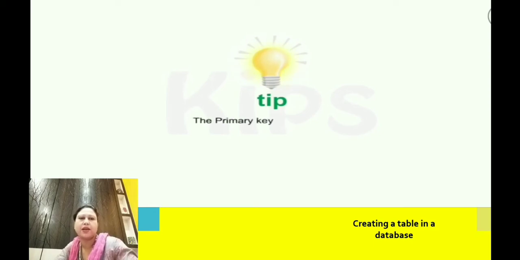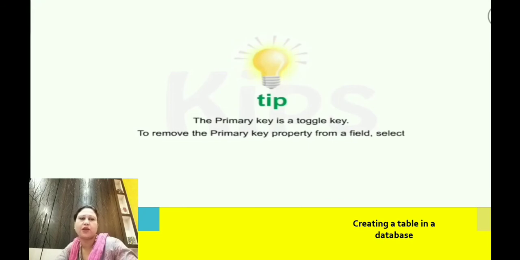The primary key is a toggle key. Toggle key means if you click it will be on, and if you click again, it will get removed. So to remove the primary key property from a field, you just select that field and click on the primary key button, and you will see the primary key removed from that particular field. So that is the meaning of a toggle key.